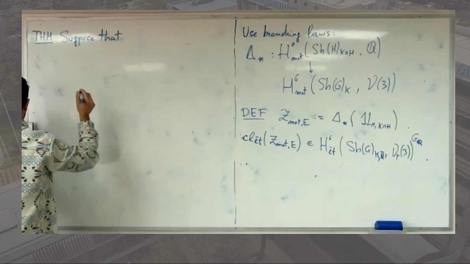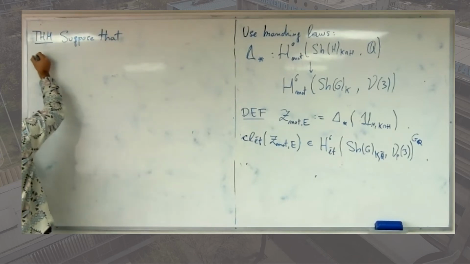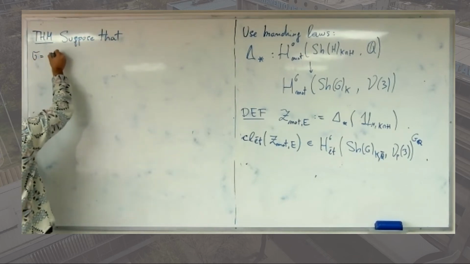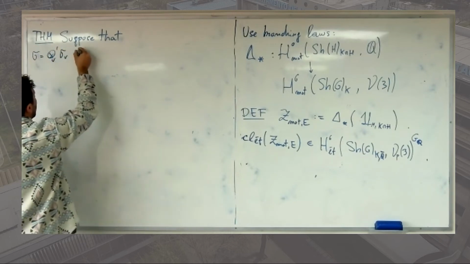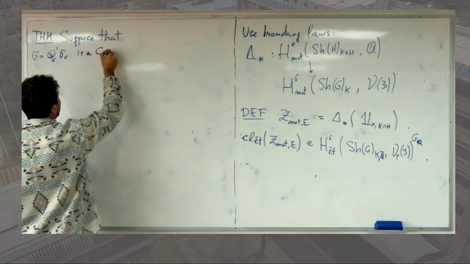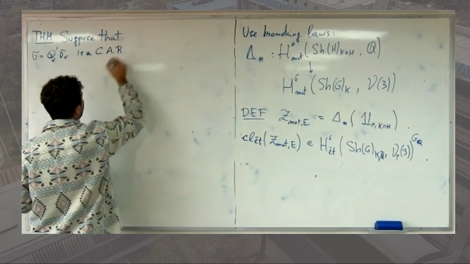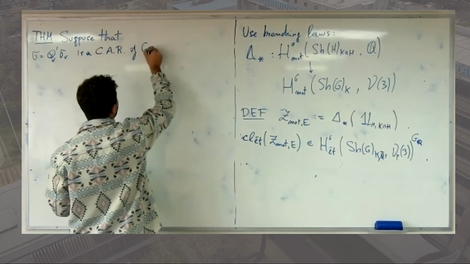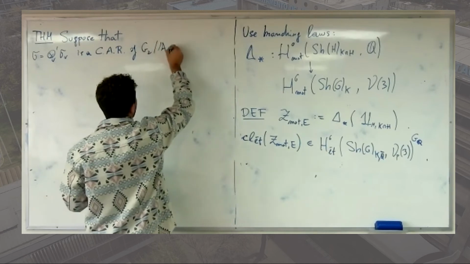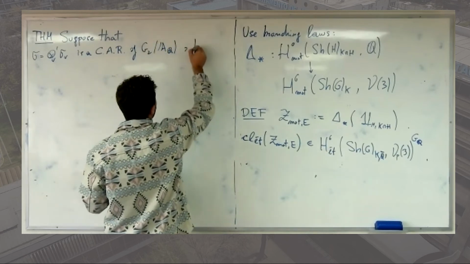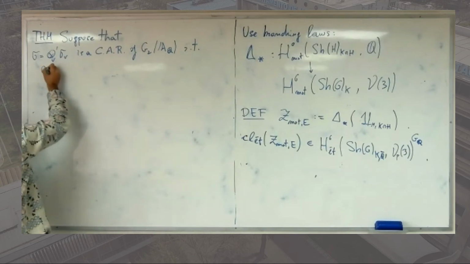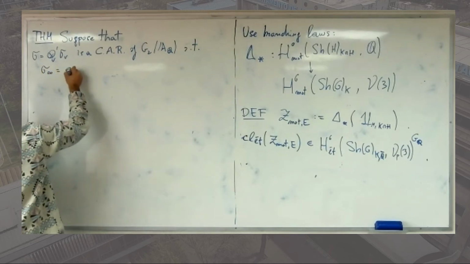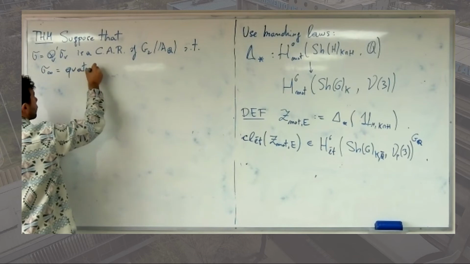So the theorem is the following. Suppose that sigma, which is given by this restricted tensor product of sigma v's, is a cuspidal automorphic representation of G2 over A_Q such that the following is true. So sigma infinity is a quaternionic discrete series.